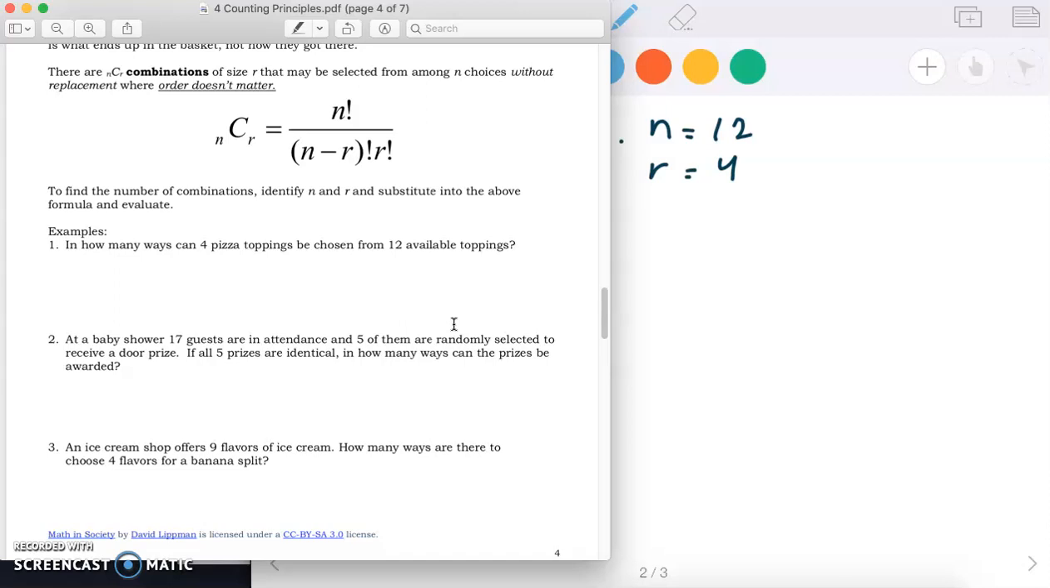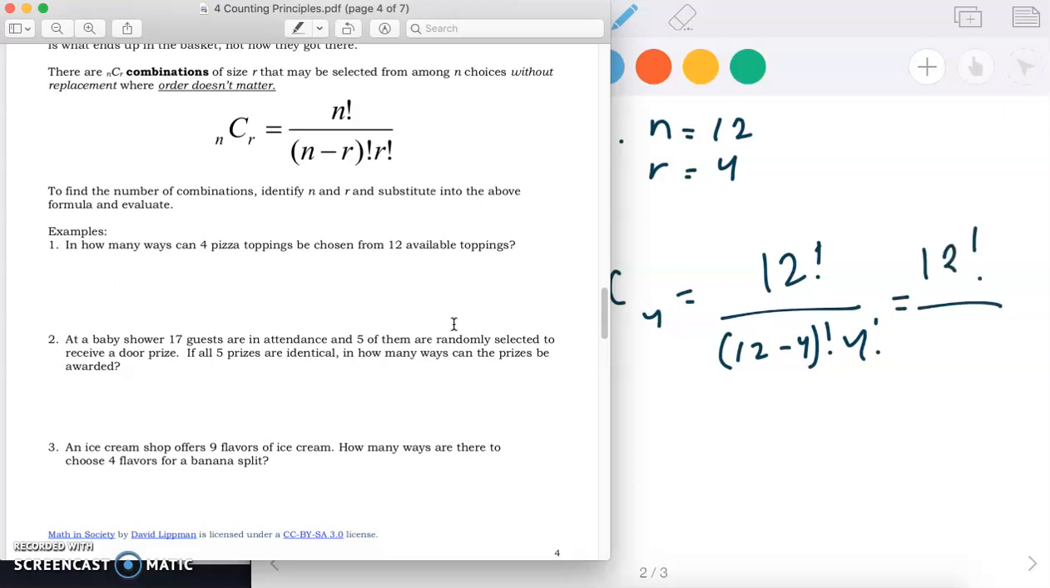So we would say, in this one, 12C4 equals N factorial, 12 factorial, over N minus R, which is 12 minus 4 factorial, times R factorial, which is 4 factorial. This gives us 12 factorial over 8 factorial times 4 factorial. All right, now you can do this manually. Again, we've already kind of gone through how to do that. I will say that you can do this in your calculator.